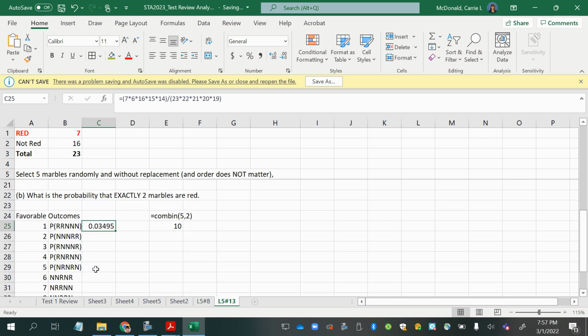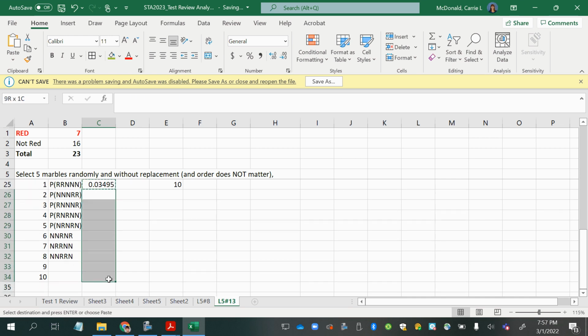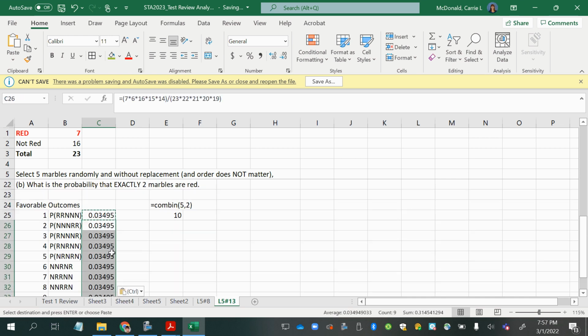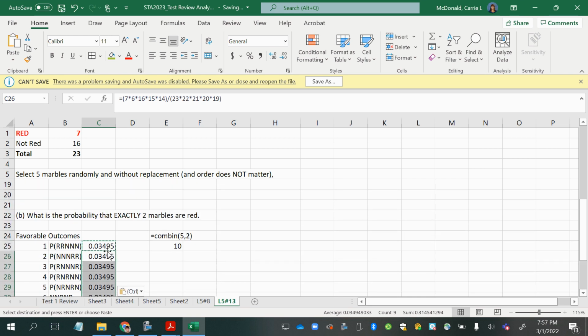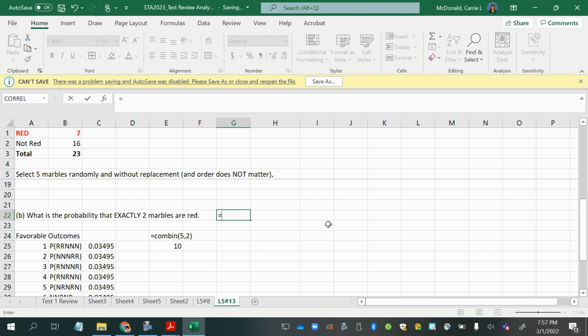Now I know that this probability is the same for all of my other 10 outcomes. So I'm just going to add all those together, or in other words, multiply that times 10. So the answer is 10 times this probability.